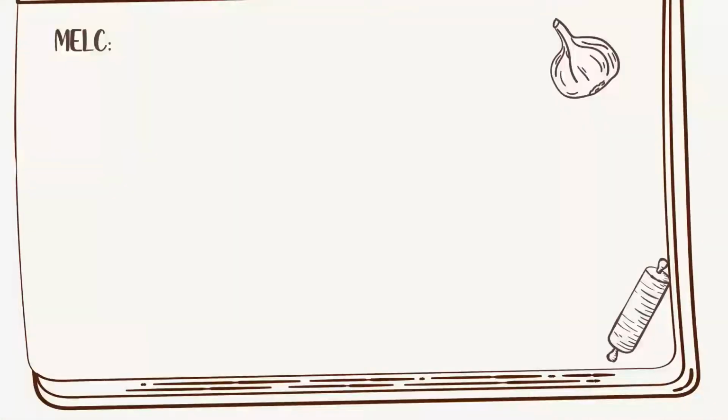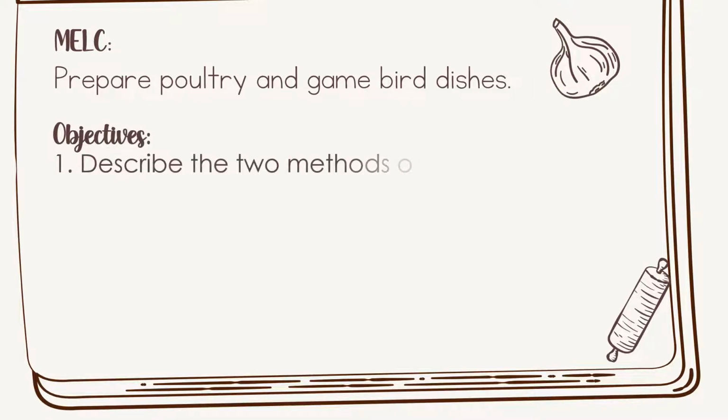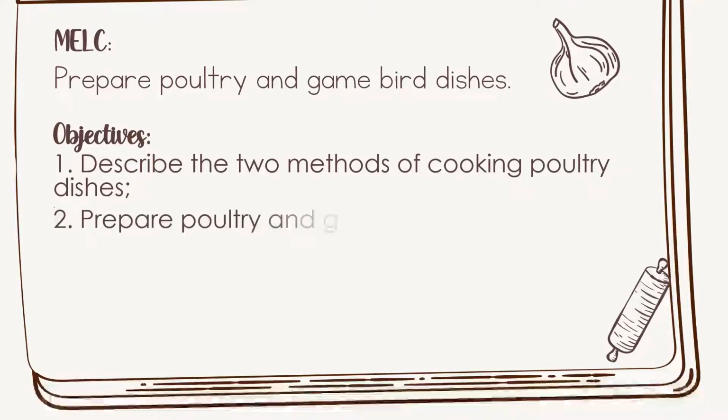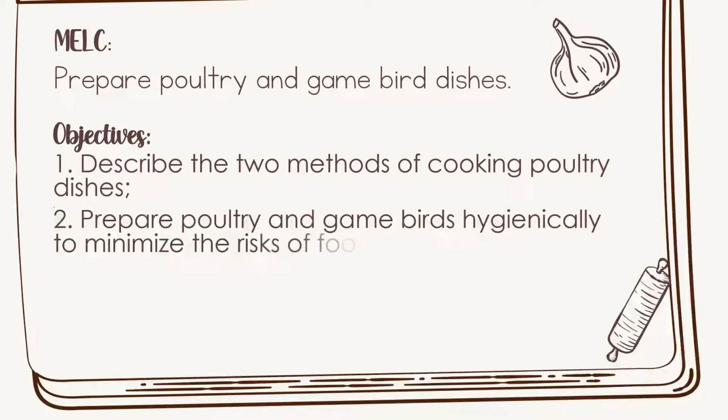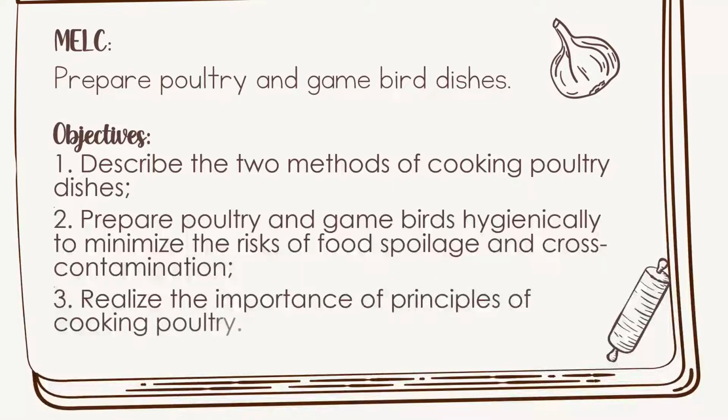The most essential learning competency for this week is prepare poultry and game bird dishes. And the objectives are: number 1, describe the two methods of cooking poultry dishes. Number 2, prepare poultry and game birds hygienically to minimize the risk of food spoilage and cross-contamination. And number 3, realize the importance of principles of cooking poultry.